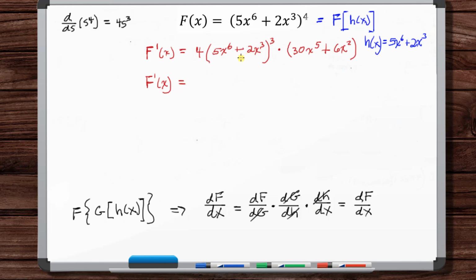Okay, so to simplify this, let's take out factors within these two expressions here. So we can take out here a 2x cubed. So you get 5x cubed plus 2 cubed times, here we can take out a 6x squared. So 5x cubed plus 1. Okay.